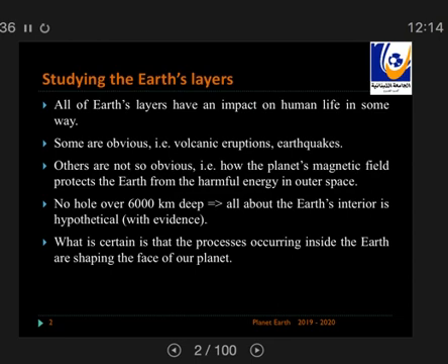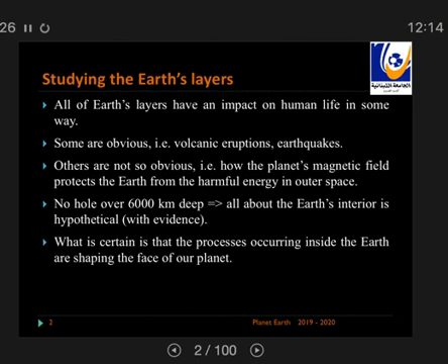So as an introduction, we want to tell you that all of the Earth's layers have an impact on human life in some way. Some of them are obvious and you know them, like volcanic eruptions and earthquakes. You know that these events come from the interior of the planet, but other effects are not so obvious. For example, an important example is the magnetic field that protects our planet from harmful energy from outer space, which are cosmic rays and solar winds. We talked about them in the previous chapter. This magnetic field is due to the composition of the interior of our planet.